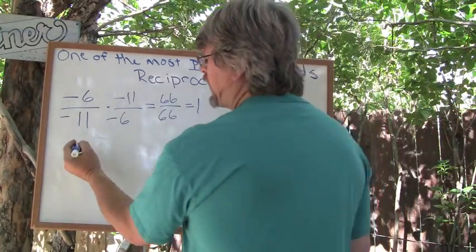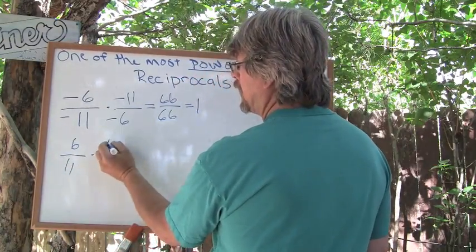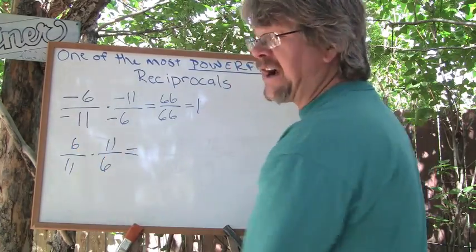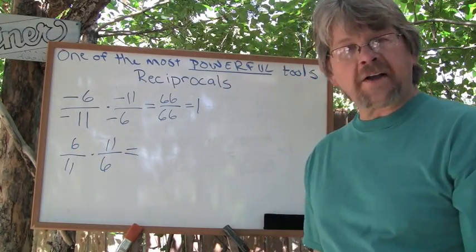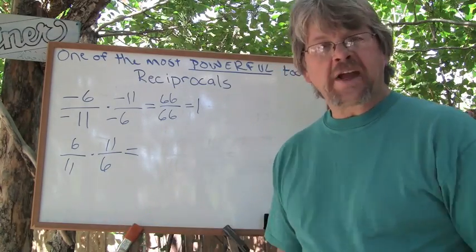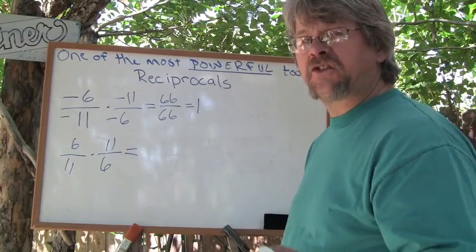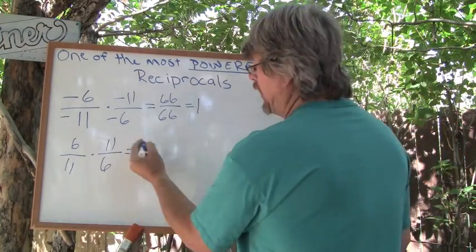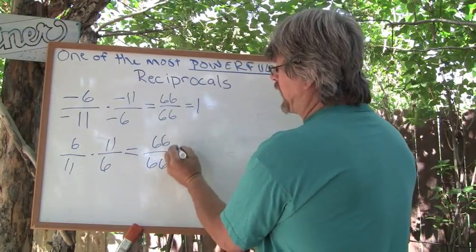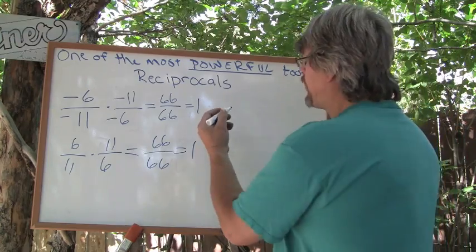Now you can see the same thing if it's positive, times 11 over 6. It doesn't matter if the signs are negative or positive. By taking the reciprocal of any fraction, you get to that number 1. This is an important principle I just want to introduce you to, to make sure you understand this. This is simply going to be positive 66 over positive 66, which is simply 1. 1/3.